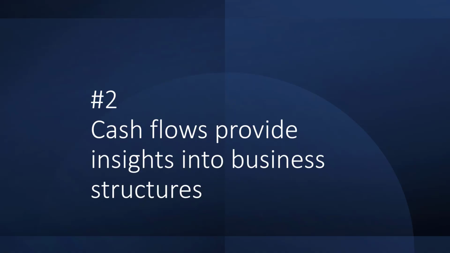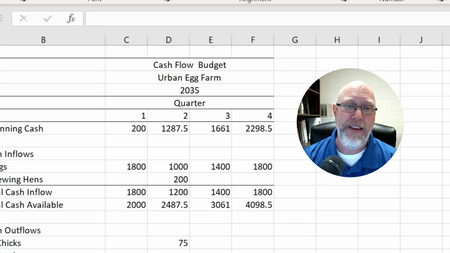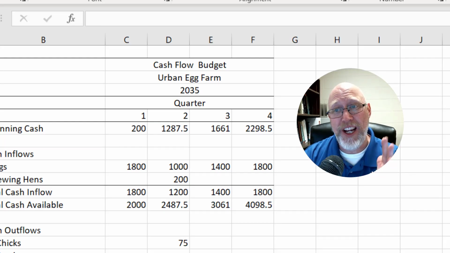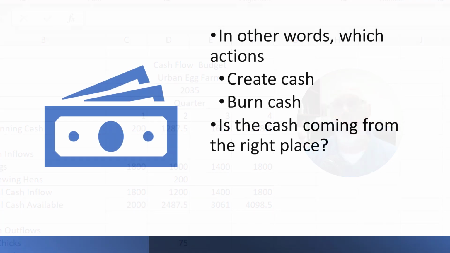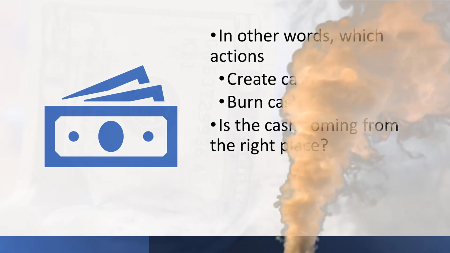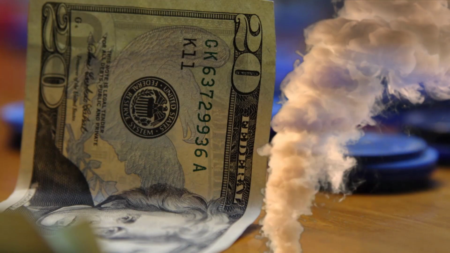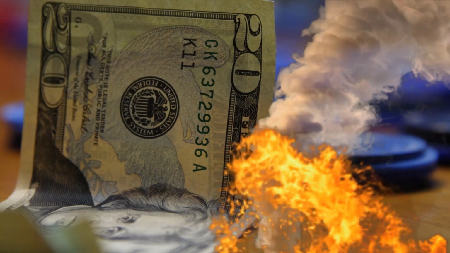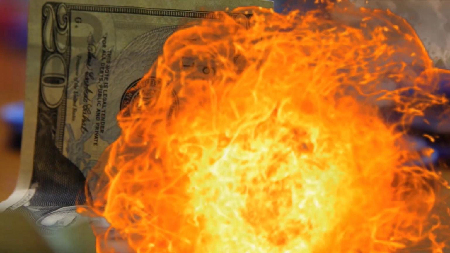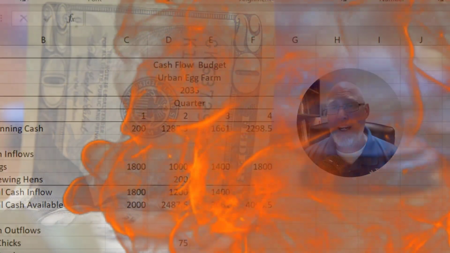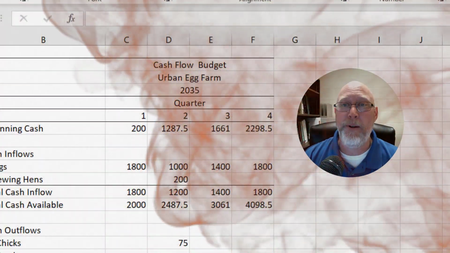All right, number 2, cash flows provide insight into business structures. What do I mean by that? You need to know which actions are making cash, which things that you're doing in your business that create cash, that cause cash to happen, and then which actions cause you to burn cash. And of equal importance, is your cash coming from the right place? If you're taking actions that burn cash, those actions need to be making more cash than they're burning. And again, is the cash coming from the right place?